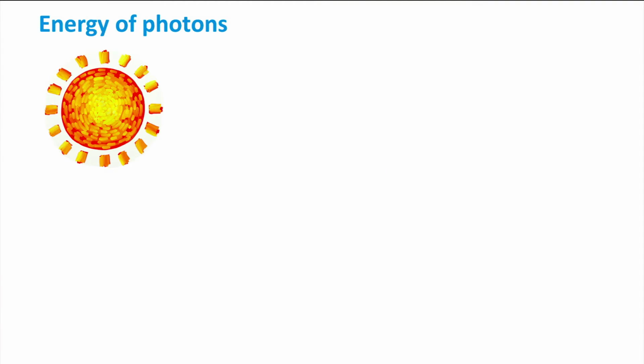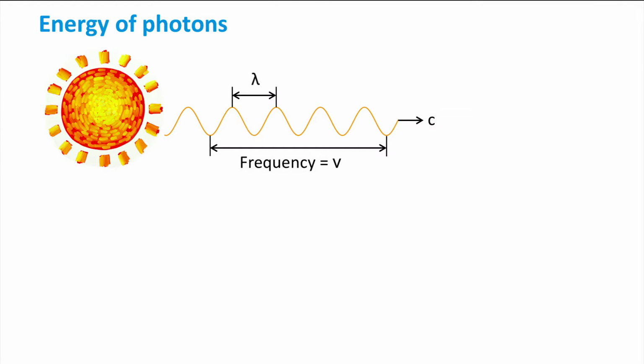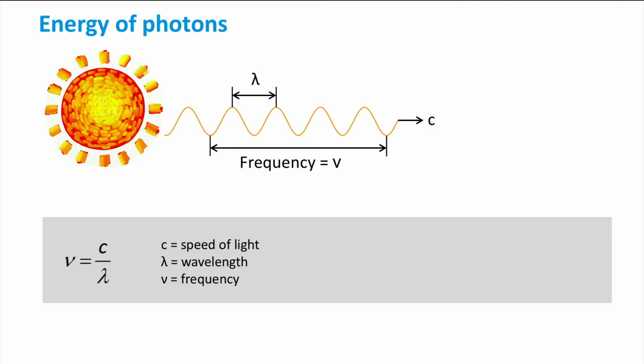The properties of the electromagnetic radiation emitted from the sun can be described with the help of the wave-particle duality concept. As a wave, this radiation propagates at the speed of light, and it is characterized by two parameters. The first is the wavelength, which we denote lambda. It is defined as the distance between two adjacent wave peaks. The second is the frequency, which we denote nu, representing the number of cycles per second. It is determined as the ratio between the speed of light and wavelength, and it is measured in hertz.